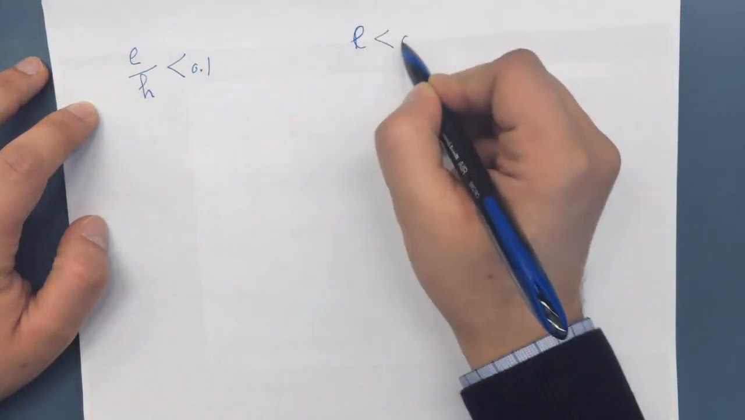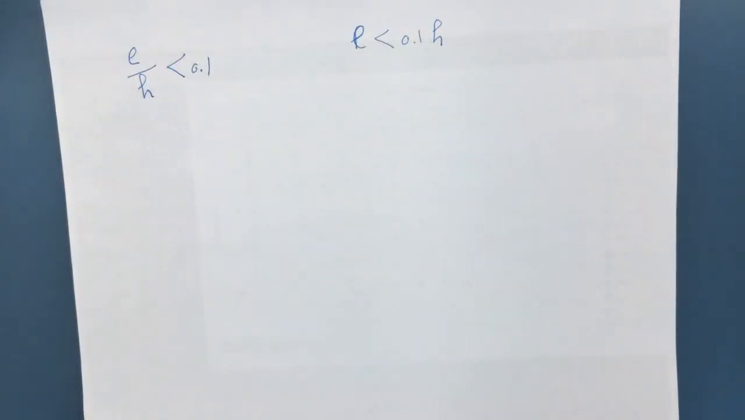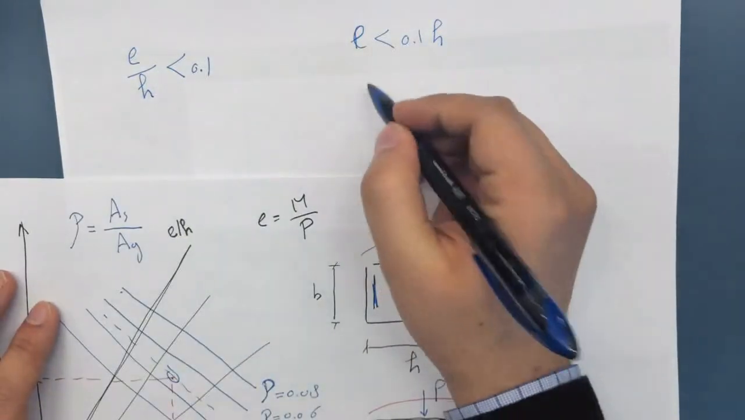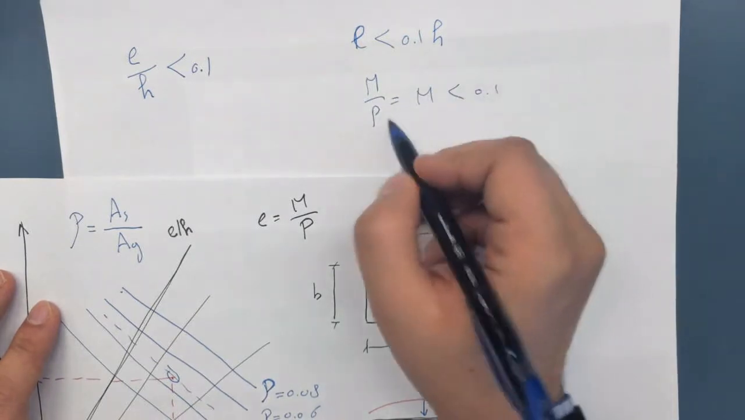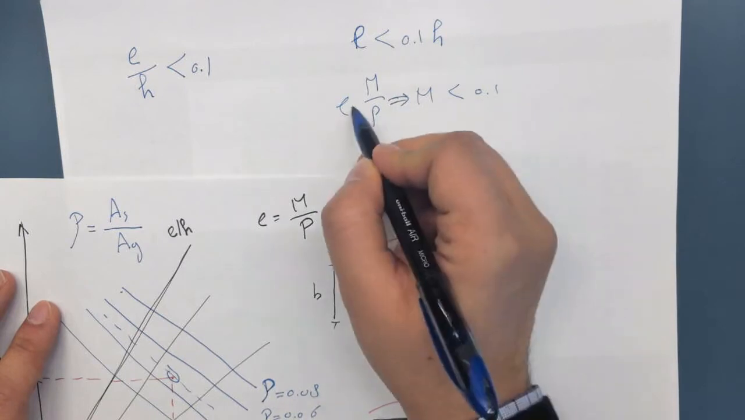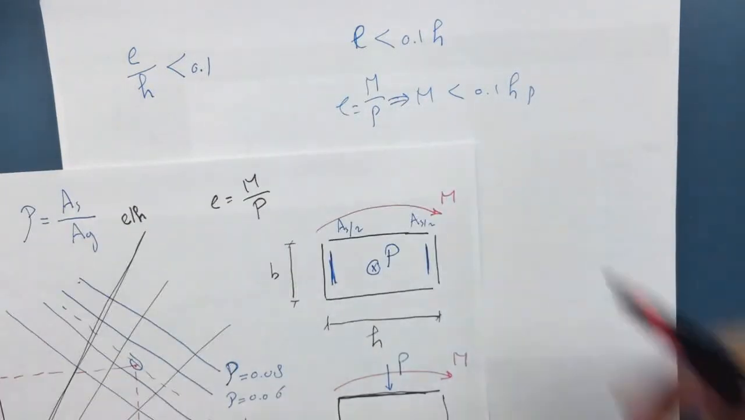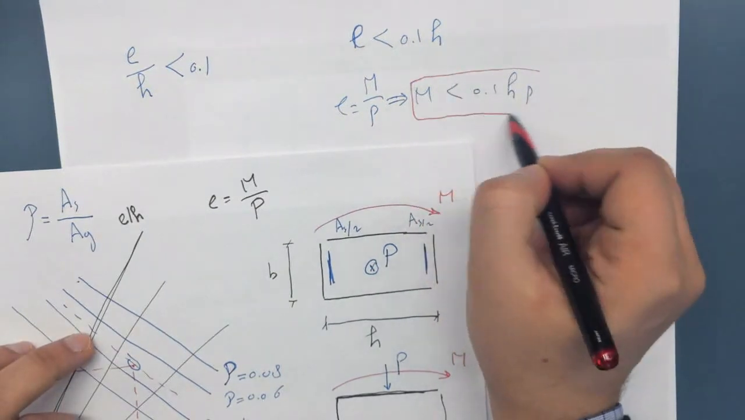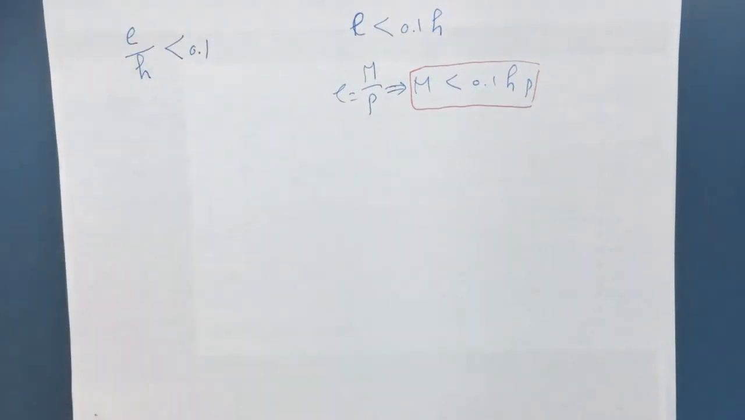What does this tell me? That e is less than 0.1h, which, if you recall, e is M over P, so M is less than 0.1 hP. So M is very, very small compared to the axial load and the section property. So if the moment is very small, and this is what we mean by the moment is small, we can ignore the moment completely and design the section as if it's a column.